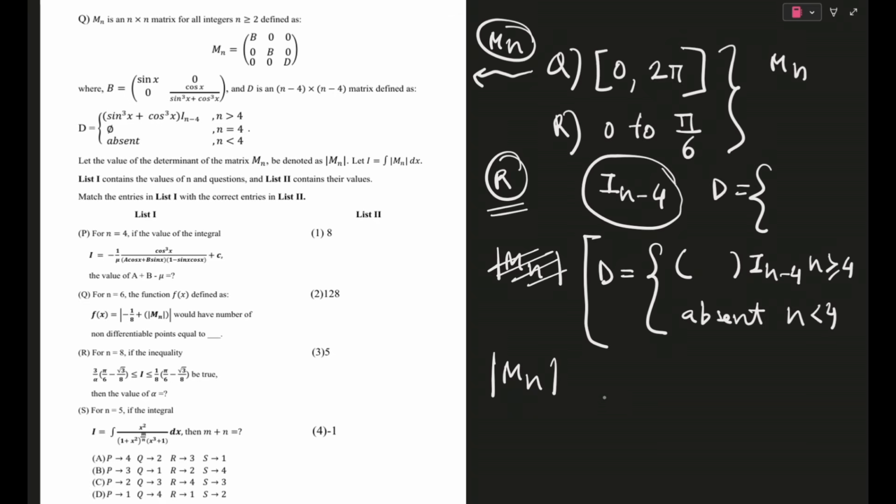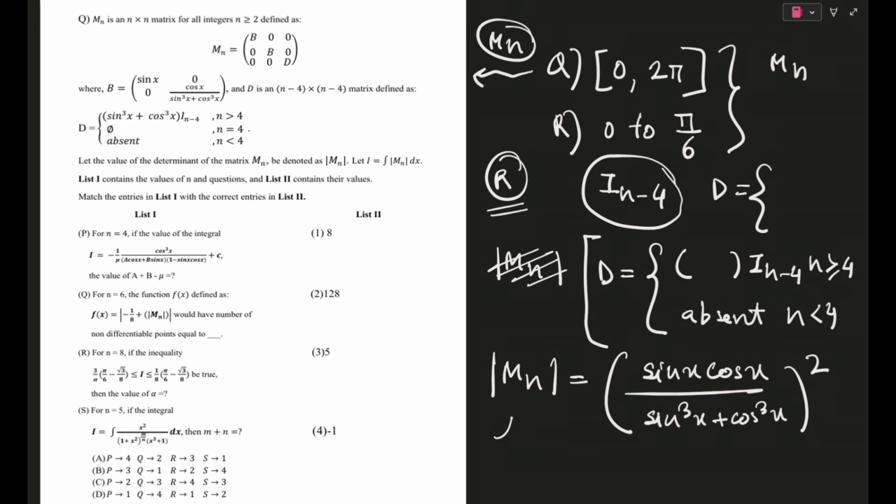So if you evaluate mod mn, I will write the expression for you. This will come out to be sine x cos x by sine cube x plus cos cube x whole square. And I hope you know what mod mn is. Mod mn is the determinant of the matrix mn. It's mentioned in the question. And this thing will be multiplied by sine cube x plus cos cube x power of n minus 4.